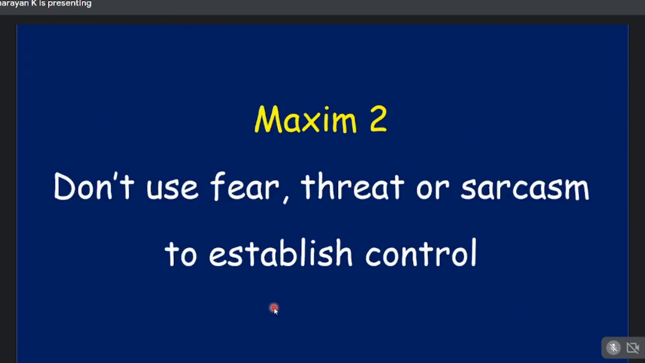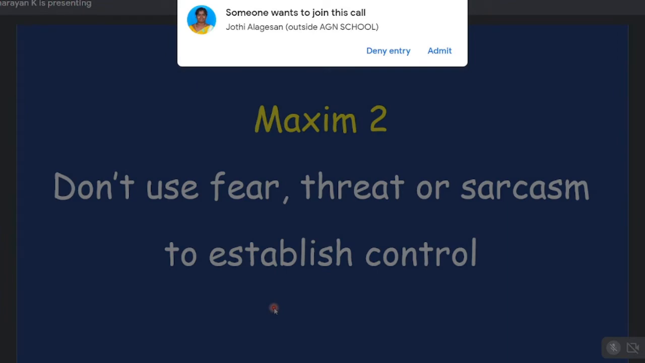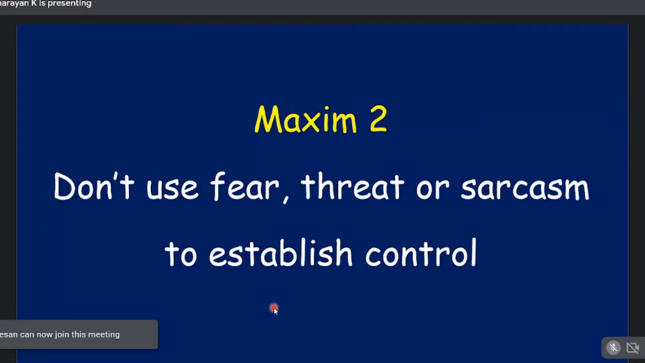Second maxim is don't use fear, threat, or sarcasm to establish control. As teachers, we want to have discipline in the classroom. All of us have been students and we have been the victims of fear, threat, and sarcasm. We all know what it has been when we suffered often at the hands of teachers who were considered to be terrors. Today, the trend is changing.